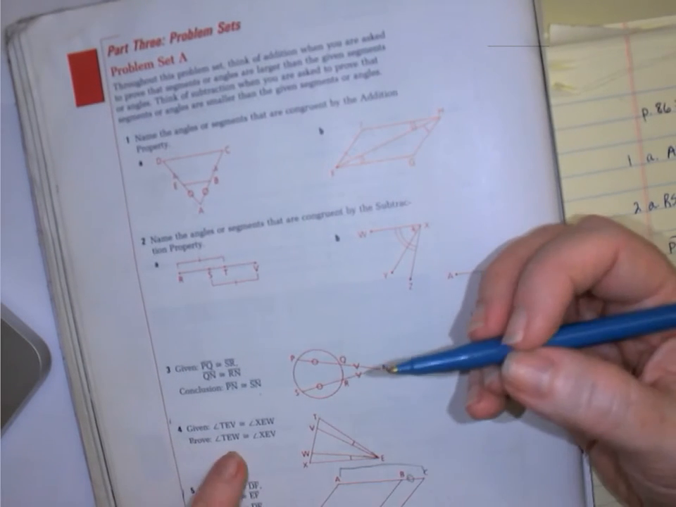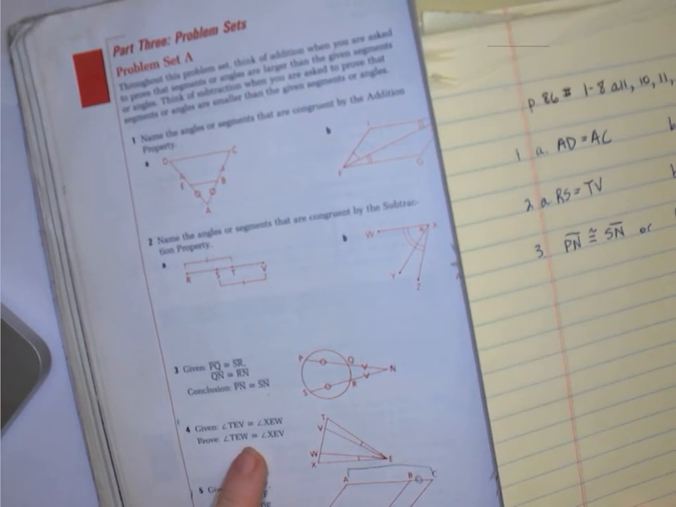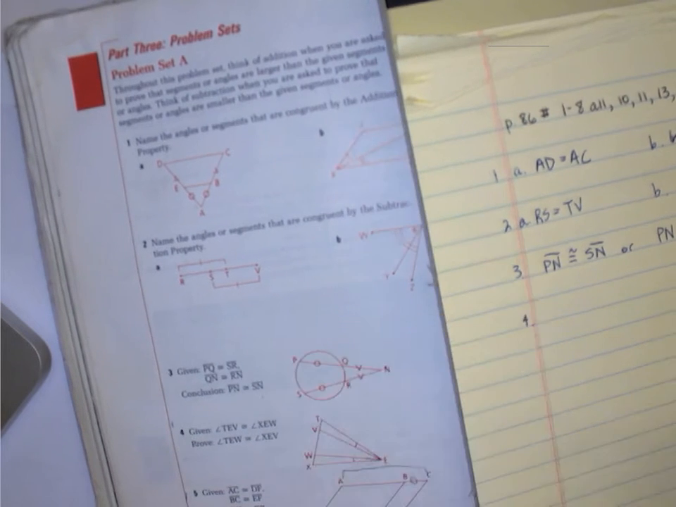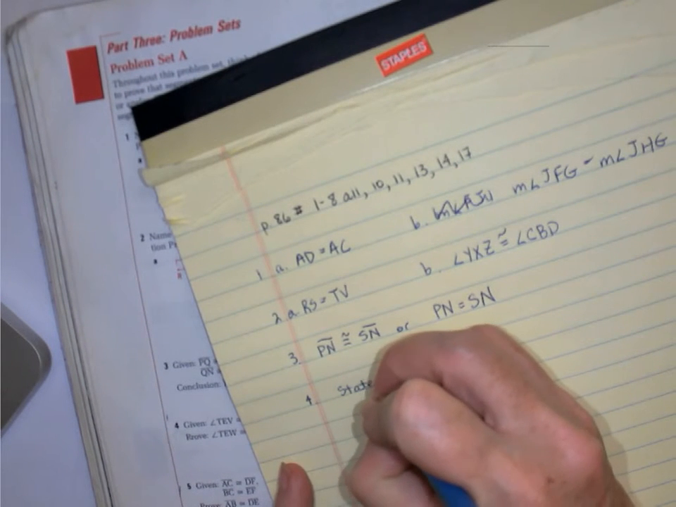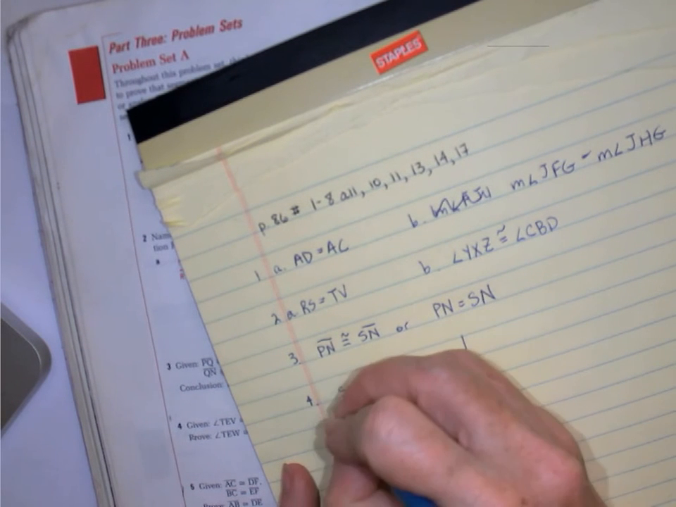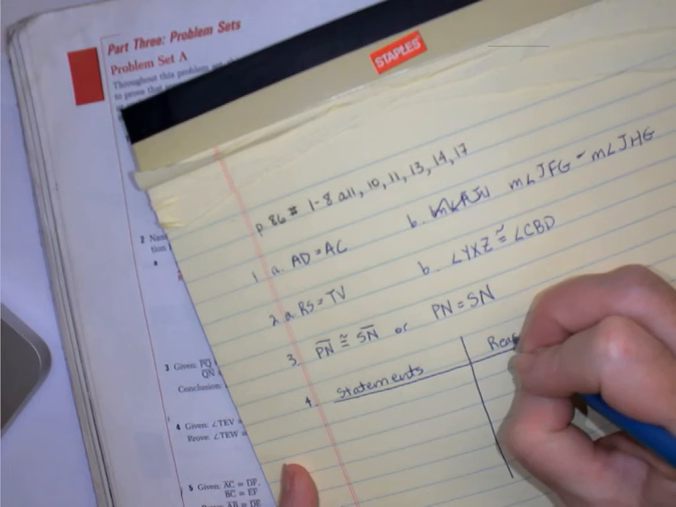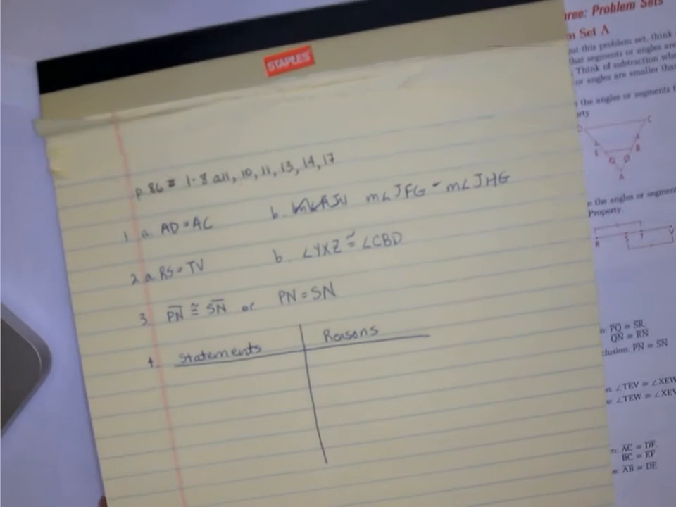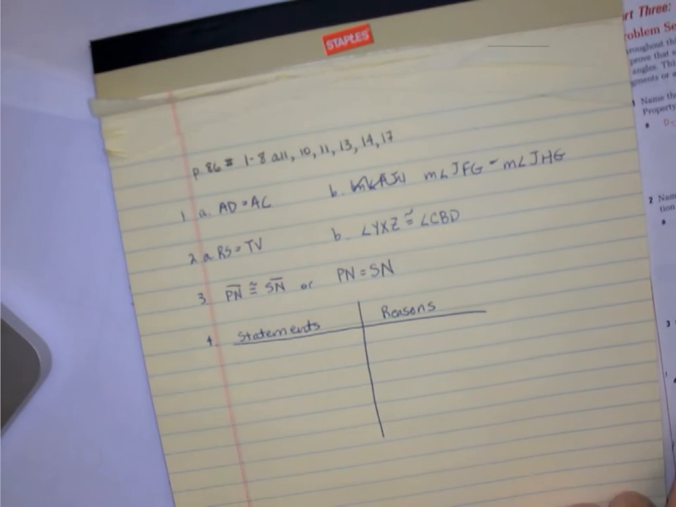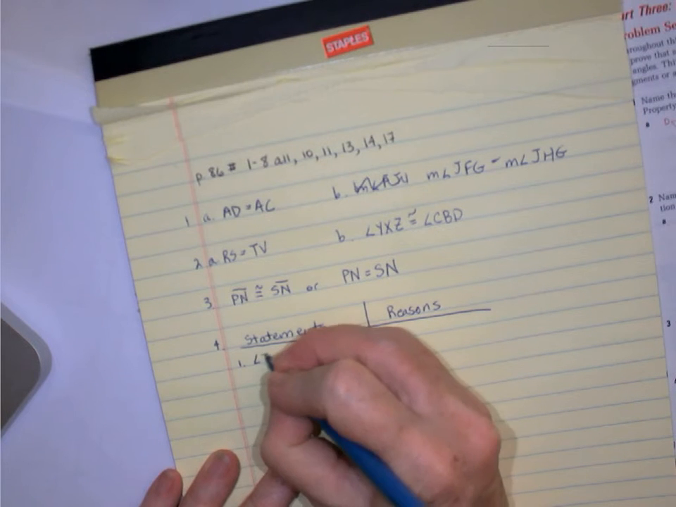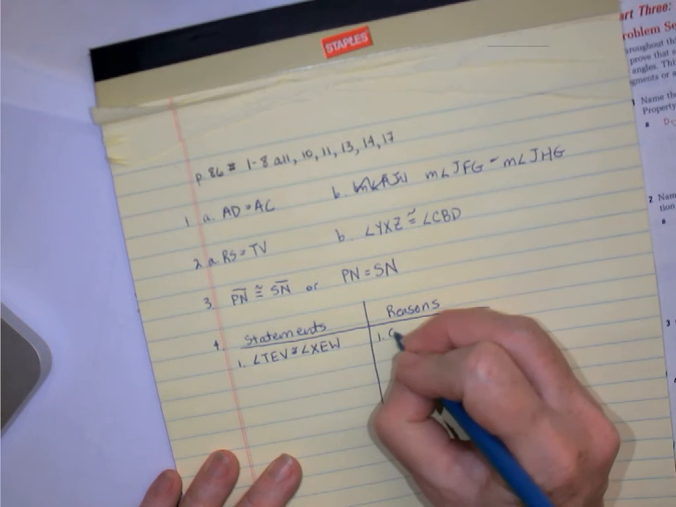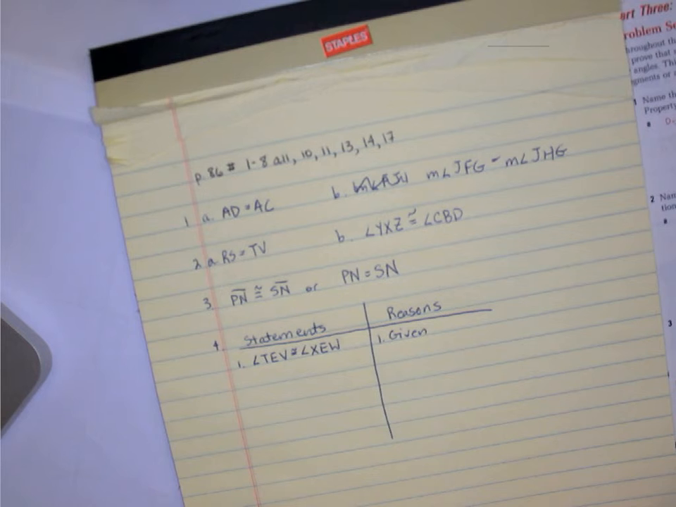For number 4, this is a little bitty proof. What we know is that angle TEV is equal to angle XEW, and I'm going to start this off with statements and reasons. For lack of anything better, when I have to do a proof, I just write down my statements and my reasons. It's good to copy over the diagram, but I'm being kind of lazy here, so I'm not going to do it. Our first step has got to be our given: angle TEV is congruent to angle XEW, and that's given. And I know the last step needs to be TEW congruent to XEV.